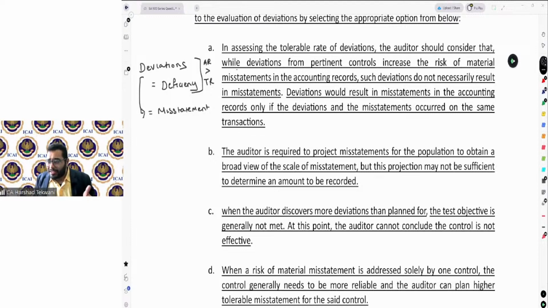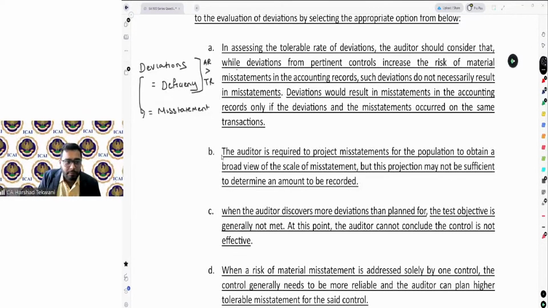So deviations and misstatement are two separate things. Not necessarily is the deviation a misstatement, but if in a particular transaction, in a particular sample, there is a deviation and a misstatement together, then only I could say there is a misstatement in the transaction. Delayed approval is not a misstatement in the financial statement. Delayed approval is not a misstatement, rather it could give rise to the risk of material misstatement. But I won't say it's a misstatement because there's a delayed approval. No. So the deviations and misstatement are different.